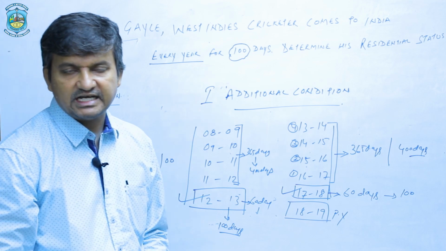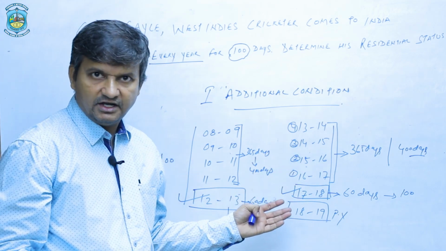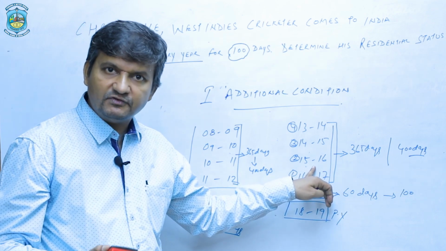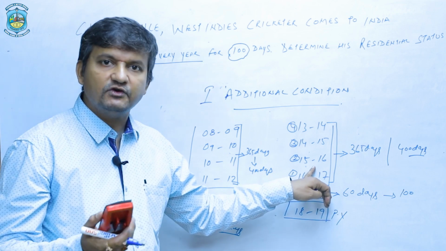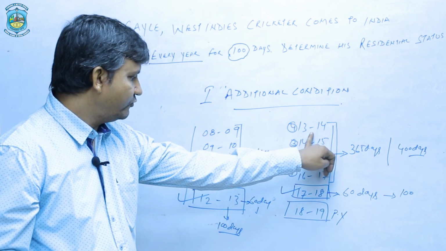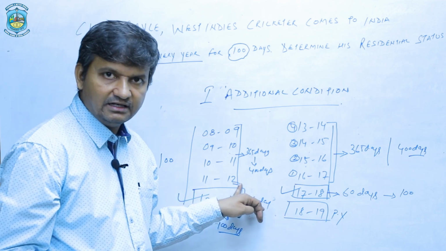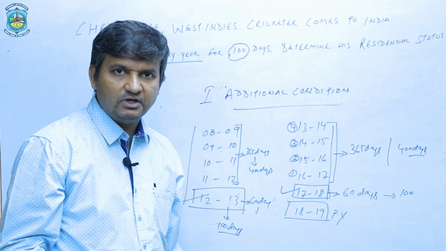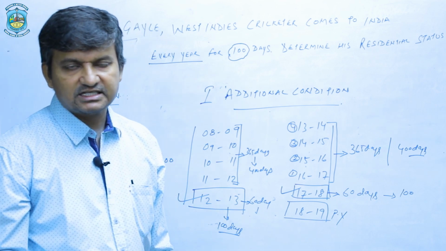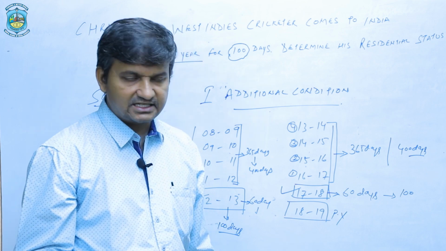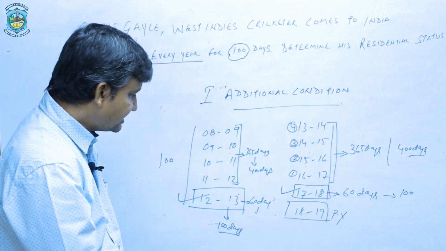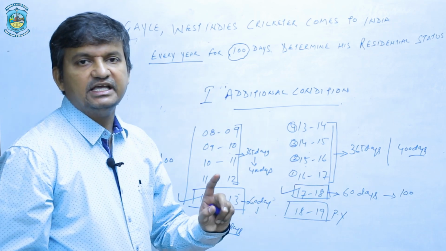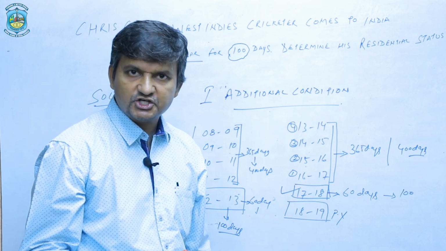Now each one of you is at liberty to take any previous year. If you take the previous year as 15-16, you will check whether he was there for 60 days or more in 15-16, and you will go 4 years preceding 15-16, that is 14-15, 13-14, 12-13 and 11-12. You will check whether for those 4 years he was there for more than 365 days. The answer would be the same whichever previous year you take, because he is coming to India every year for 100 days. So in this case we can say that Chris is resident in the years 12-13 and 17-18. It means he is fulfilling the first additional condition.